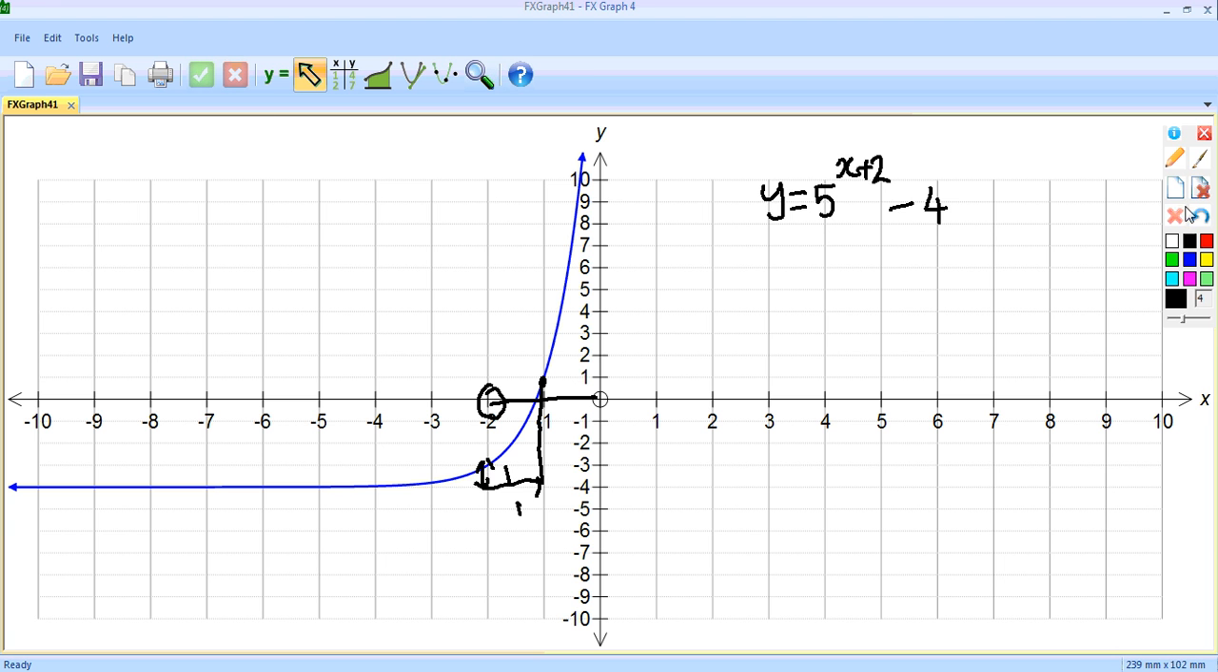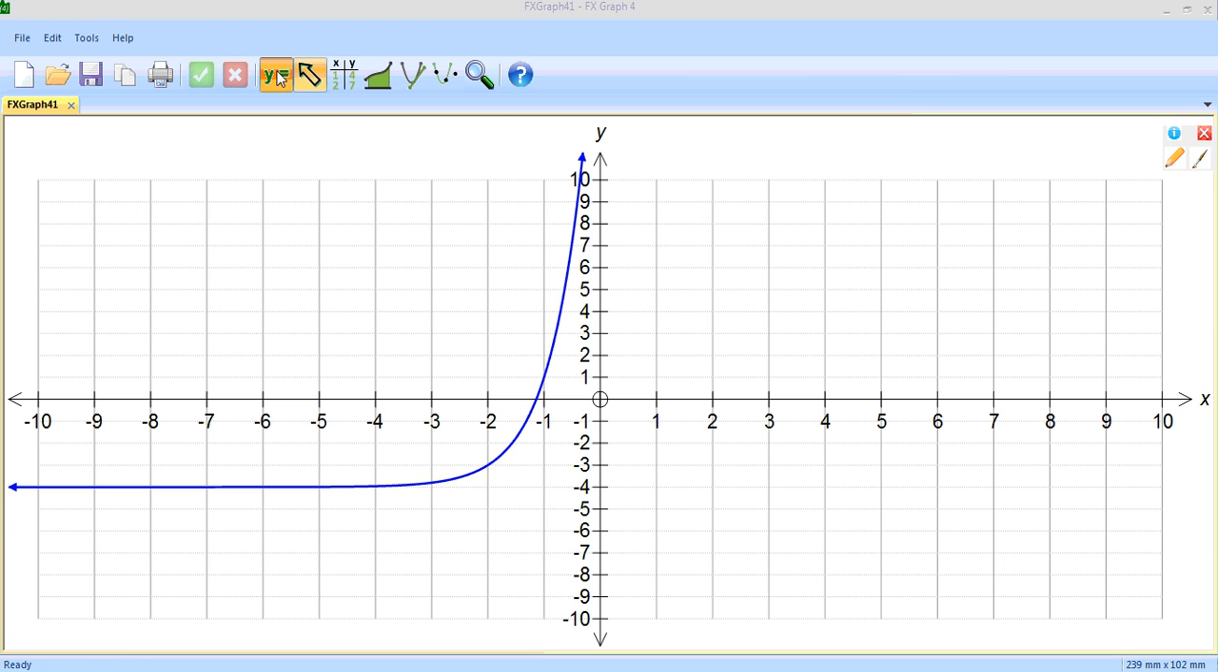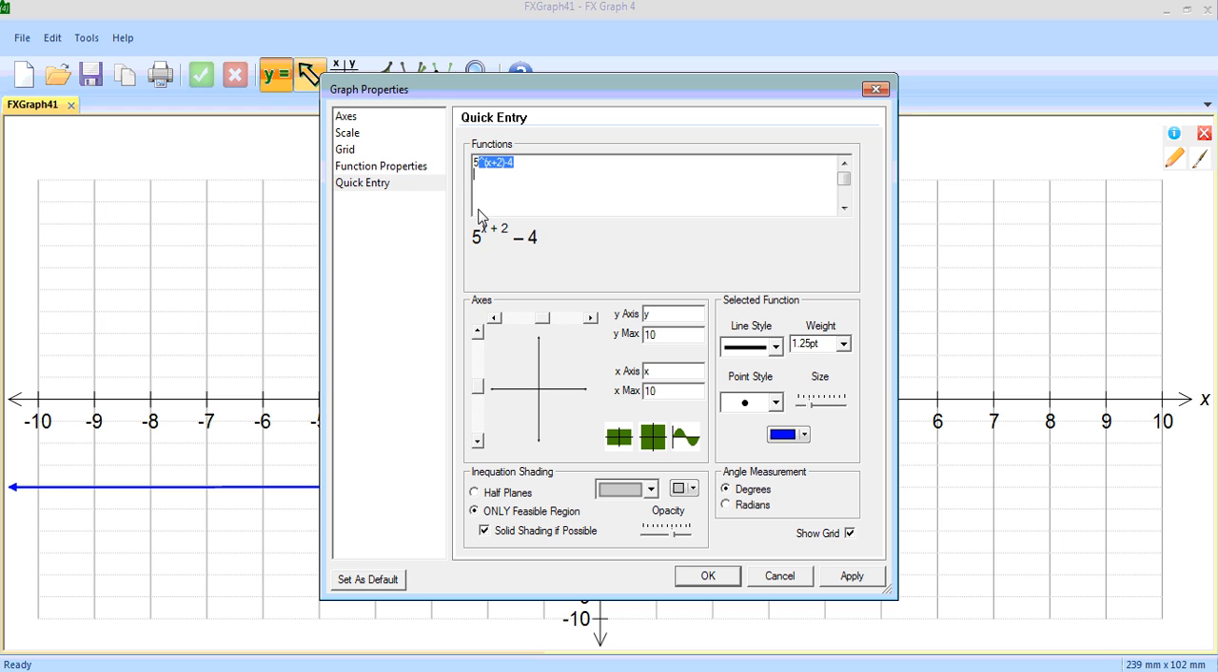Right, let's take a look at another one. We'll do a different base.